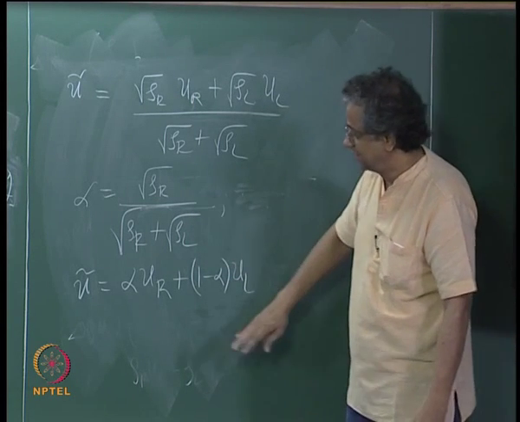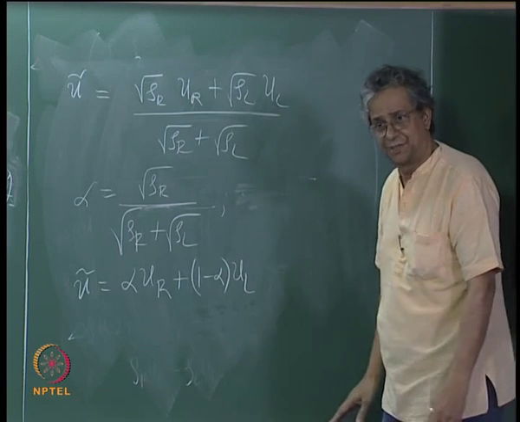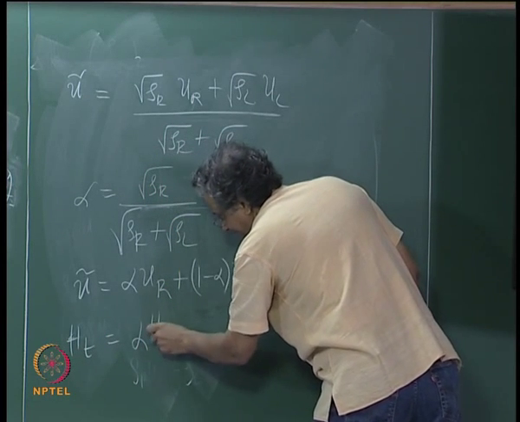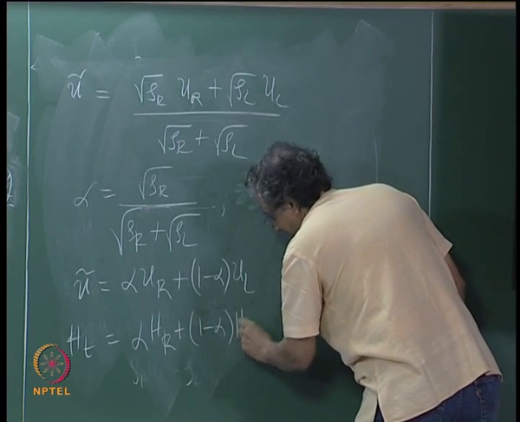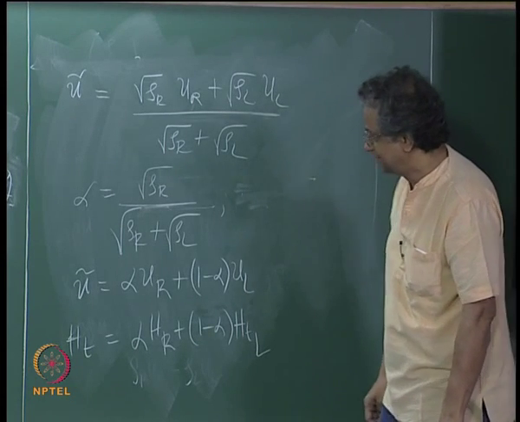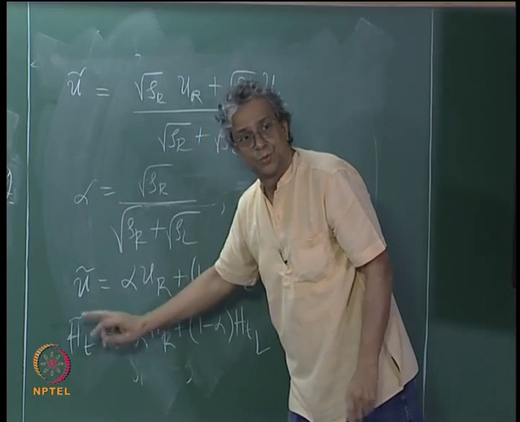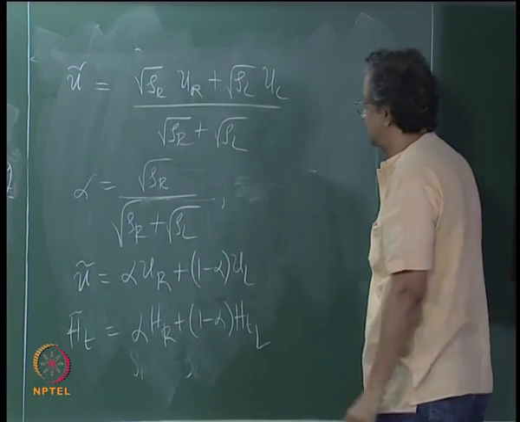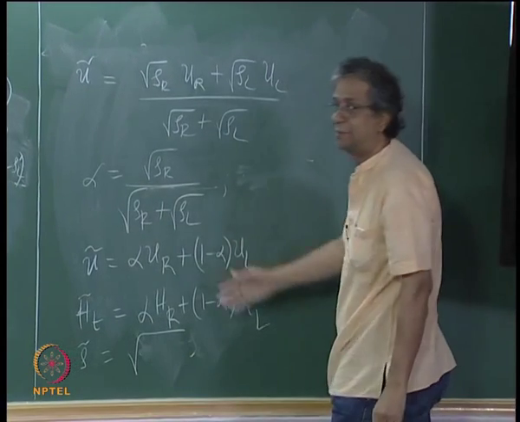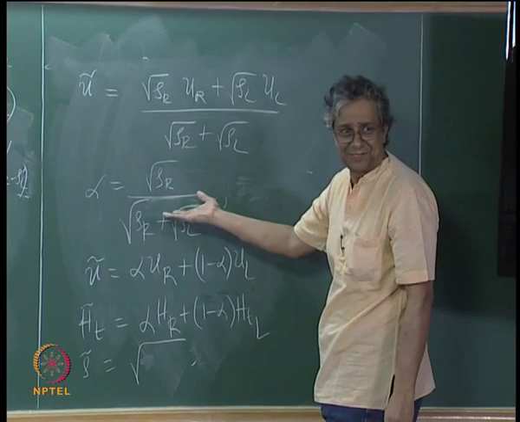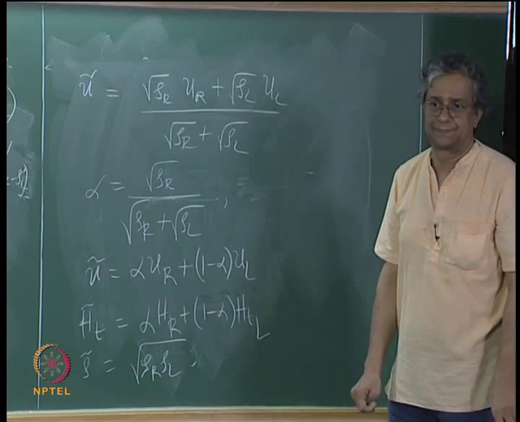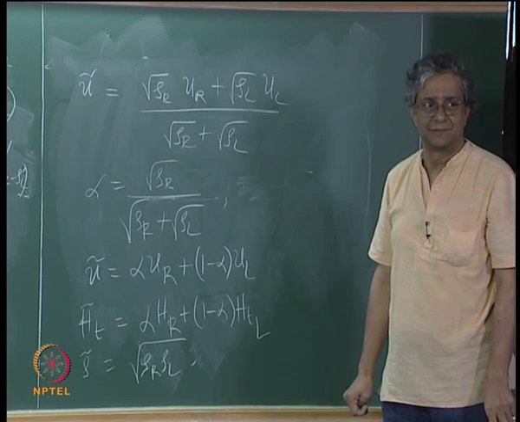So the average, you will get a similar expression for HT. You can verify that you will get a similar expression for HT. Don't take my word for it, check it, right. Like I had indicated, you will get a similar expression for HT. So we know U and HT, two quantities, and we need a third quantity. It is usual to take rho tilde as the geometric mean, square root of rho r rho l, okay, fine, right.